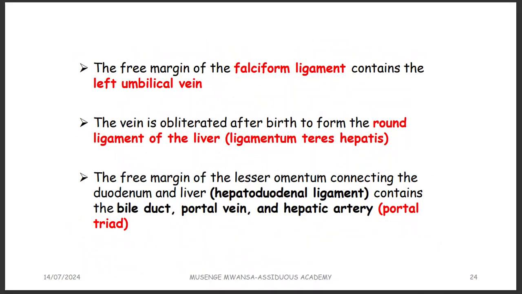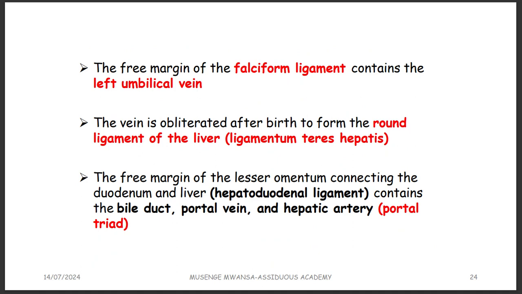The free margin of the falciform ligament will contain the left umbilical vein, and the vein is obliterated after birth to form the round ligament of the liver. Please take note, exam questions. They will ask you what is the remnant, or from where did the ligamentum teres hepatis remain.